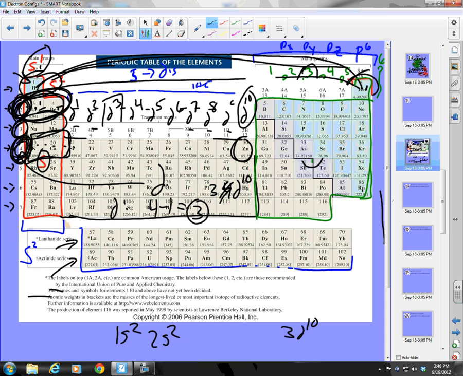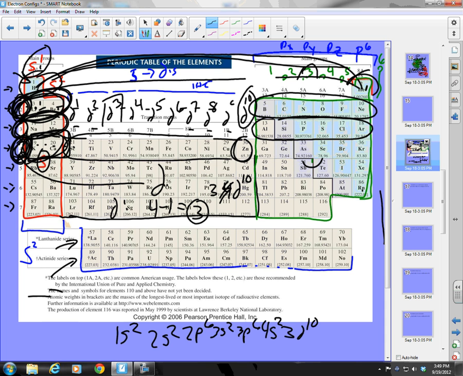2s2. And then we have to go through these guys, and that is 2p6. And then we have to place these electrons, 11 and 12, so that's 3s2. And then we have to place electrons 13 through 18, so that's 3p6. And then we have to place electrons 19 and 20, and that is what? 4s2. And then we place these last, and that's 3d10.